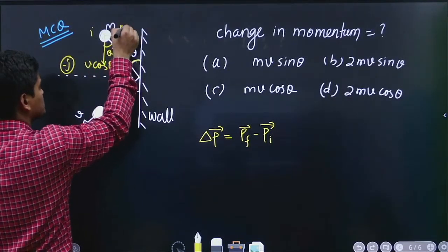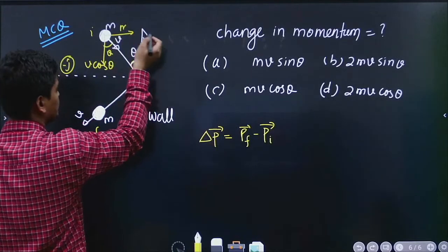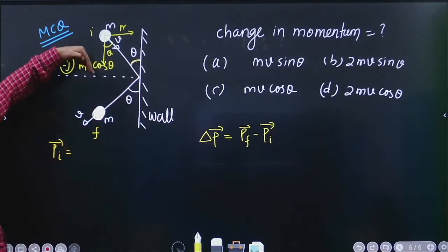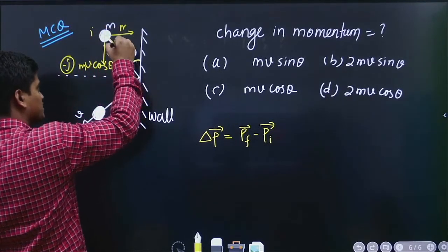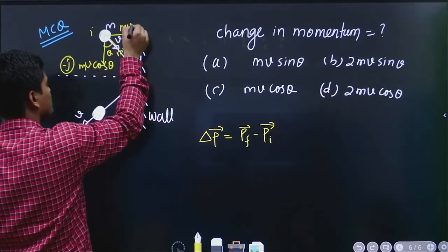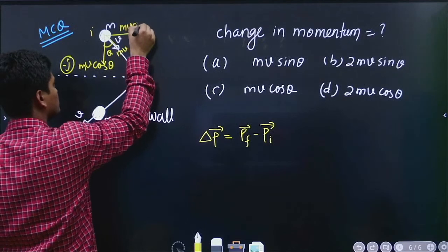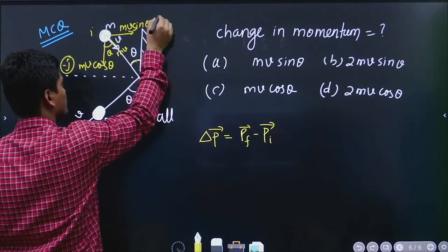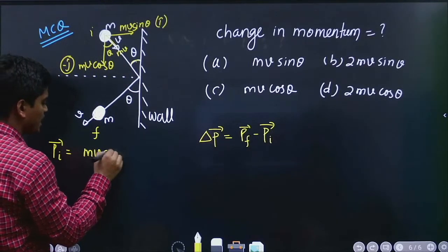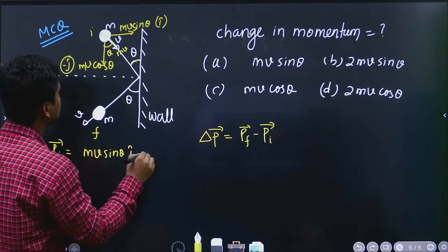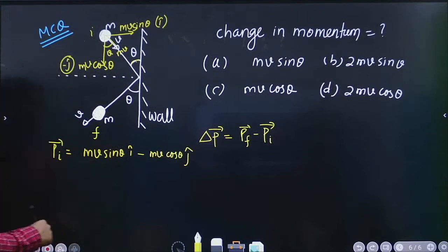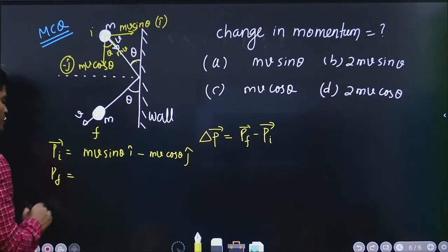Here is the velocity vector. If the mass is multiplied, it becomes momentum. So for the initial momentum, suppose mv, take its two components. Here it is mv sin theta, in the positive i direction. So the initial momentum I can write as mv sin theta i cap minus mv cos theta j cap.